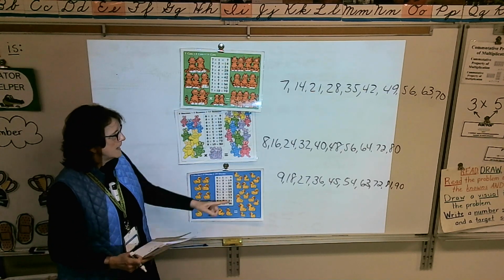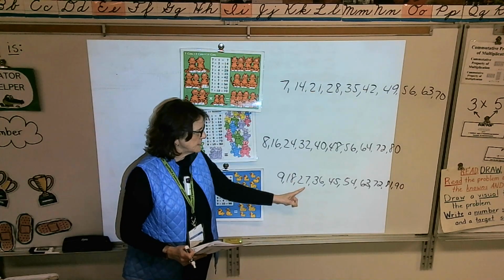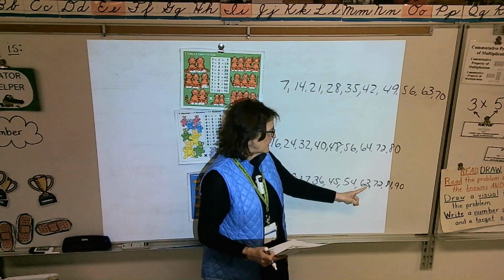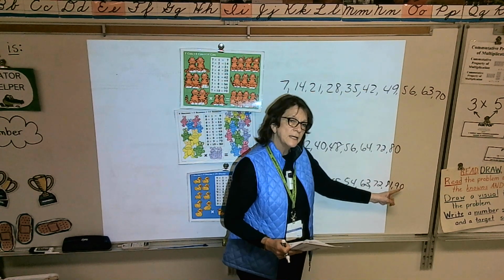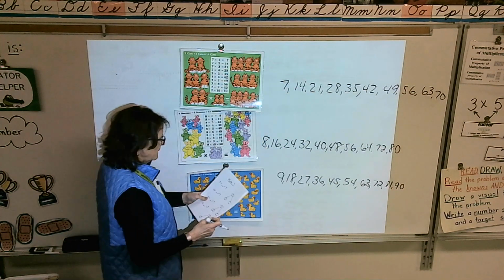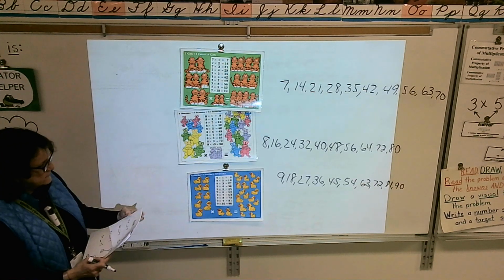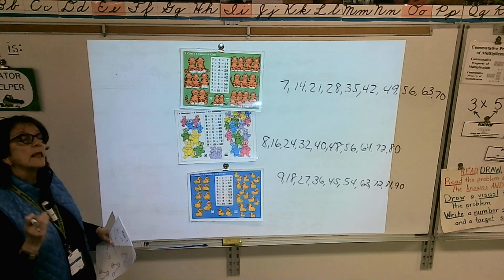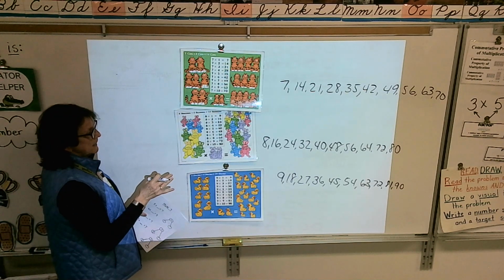Okay, here we go. 9, 18, 27, 36 and 45, 54 and 63, 72, 81, 90. Those are the nines. Those are the nines.